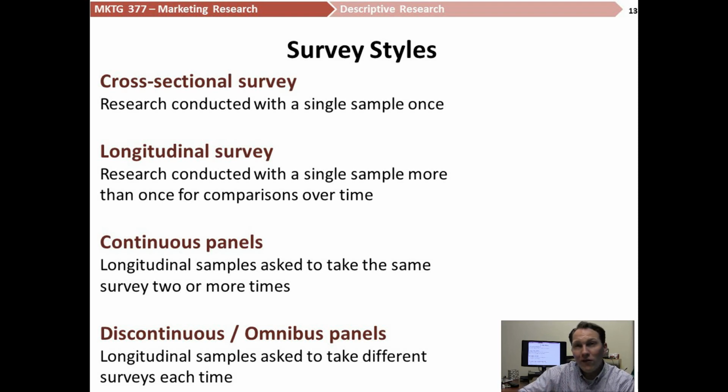In longitudinal research, we also have two distinctions that we need to understand. One is called a continuous panel, and one is called a discontinuous or omnibus panel. I'll just call it discontinuous for this lecture. So a continuous panel is a group of respondents that we're studying in a longitudinal fashion that get the same survey every time. So let's say I'm interviewing students every semester.